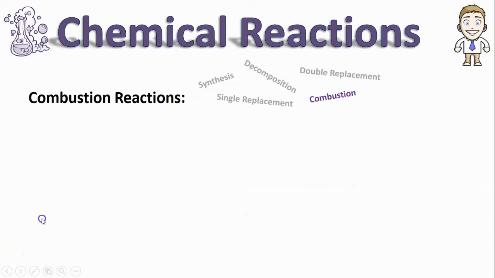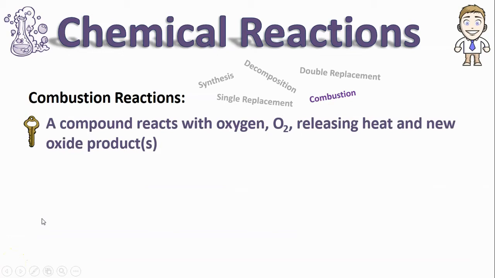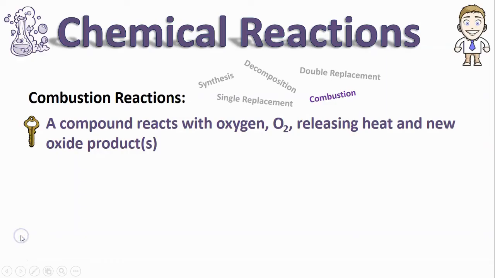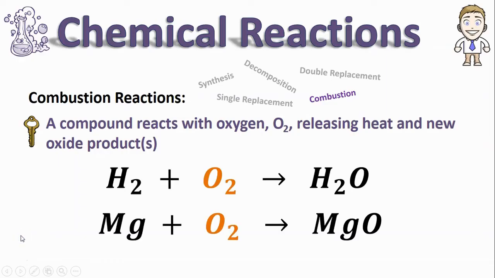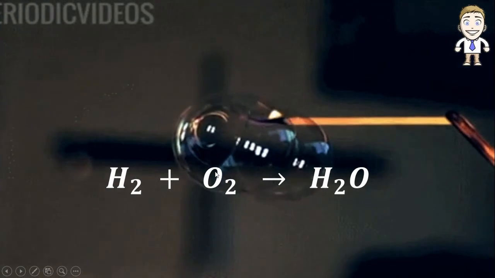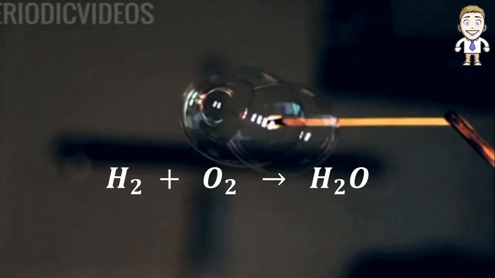In combustion reactions, you'll see substances reacting with oxygen, or O2, in the process releasing heat and some new oxide products. For some examples, here's H2 reacting with O2 to make water, and Mg reacting with O2 to make MgO. Both of these could be identified as combustion reactions because of the plus O2 in the reactants. If you're doing this in real life, you might also see or feel heat being released.